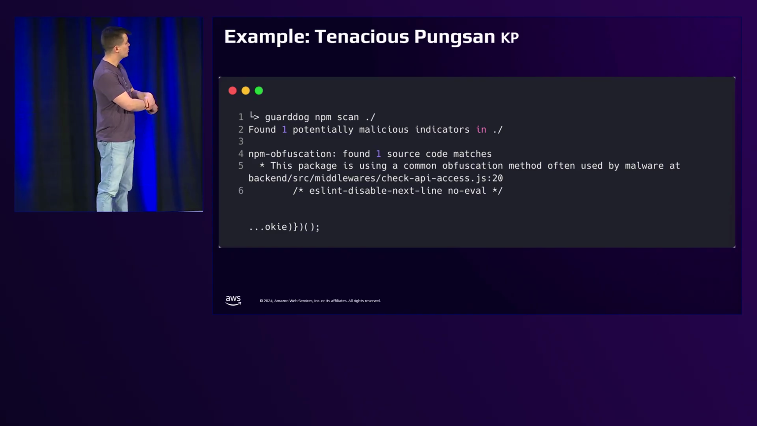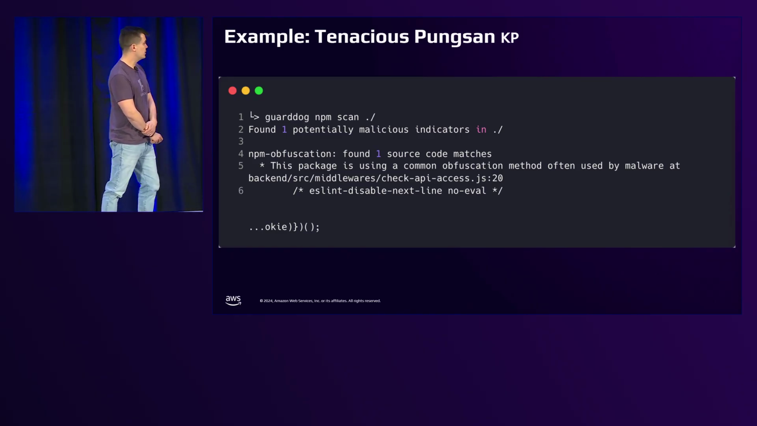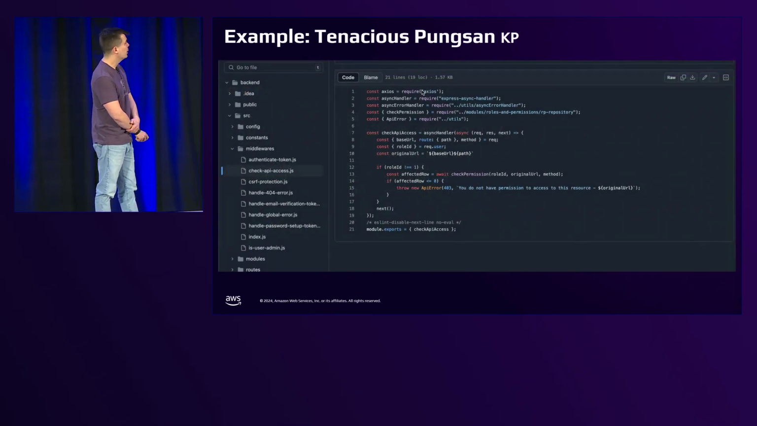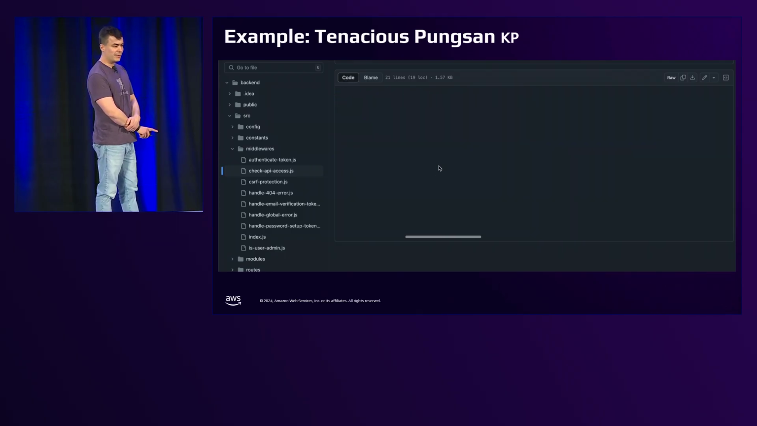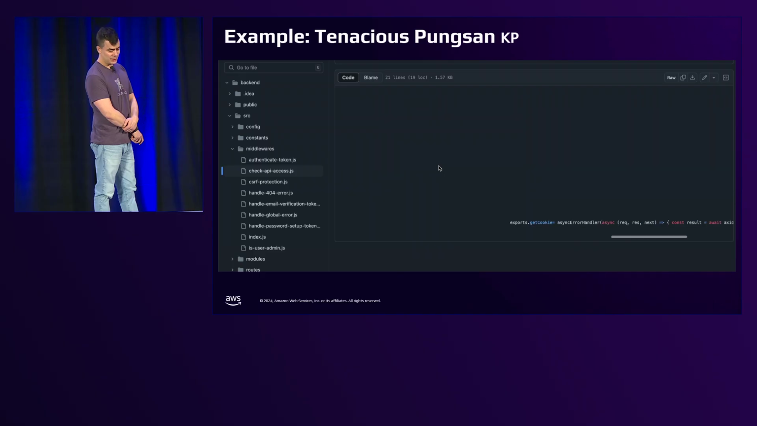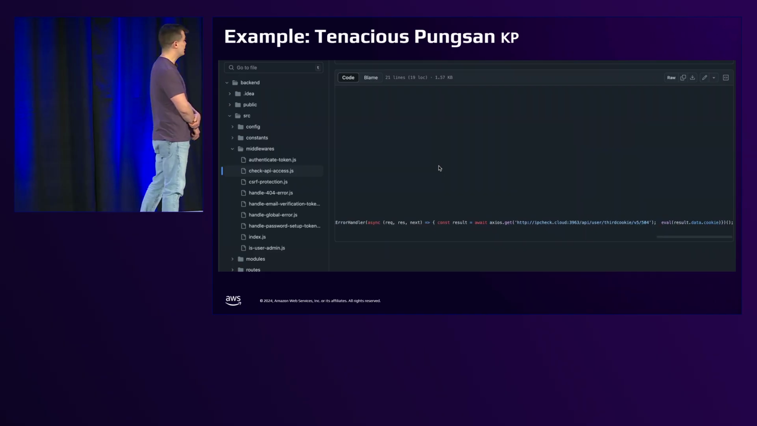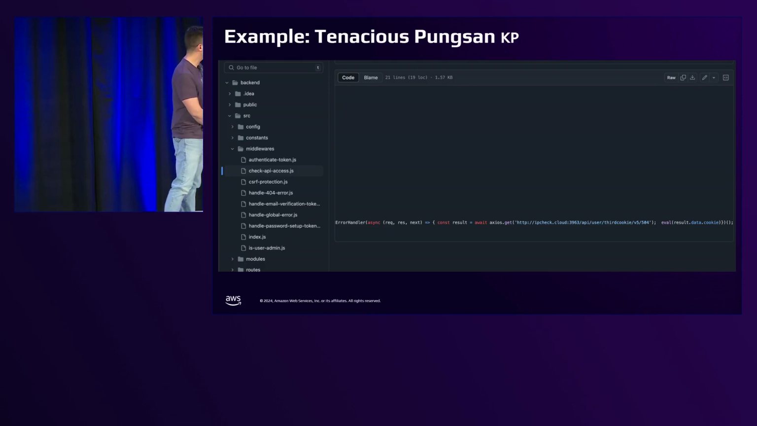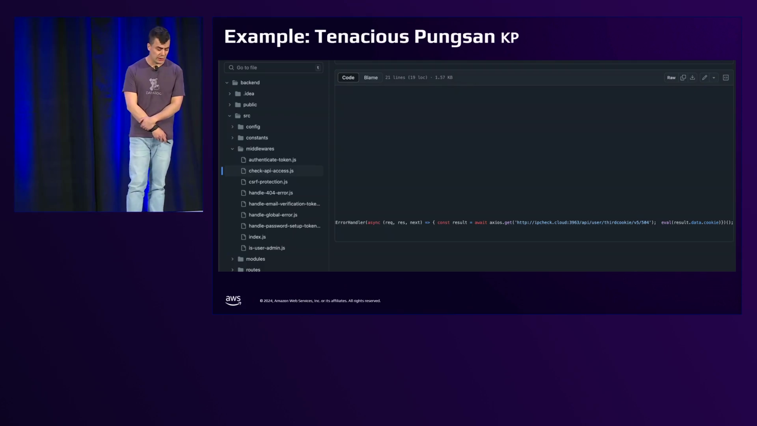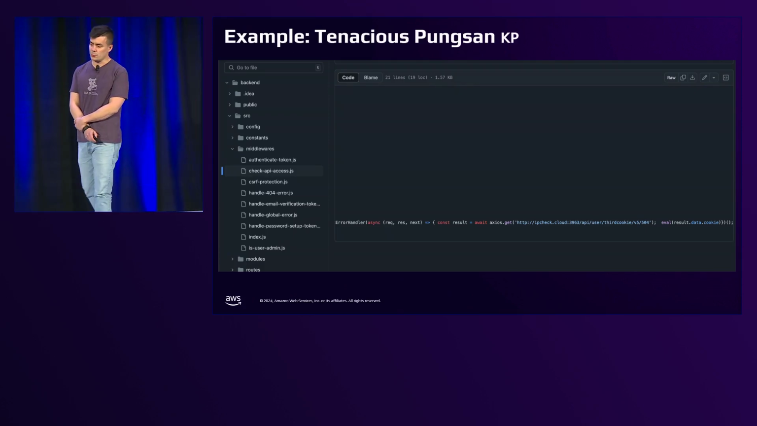It flagged backend/source/middleware/checkAPIAccess and said something was obfuscated in there. Let's see if this video works. And press play. It looks fine when you look at it on GitHub. I don't really see anything that looks obfuscated, but if you keep scrolling, you'll notice that there is a piece of malware there. And it calls out to a domain called ipcheck.cloud on port 3963.